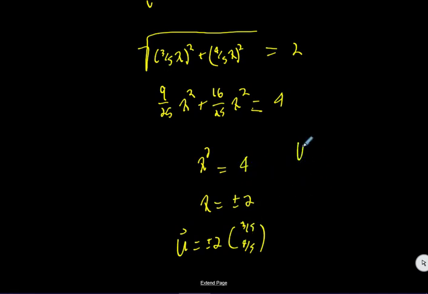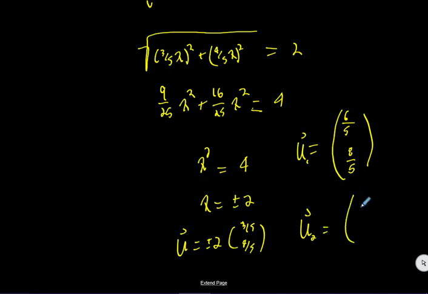The first vector is going to be 6/5, 8/5 when I use positive 2. And the other vector that I could possibly have, we could call this vector u1 and this vector u2, would be just the opposite direction of this, and that'll have a magnitude of 2. Sound good?